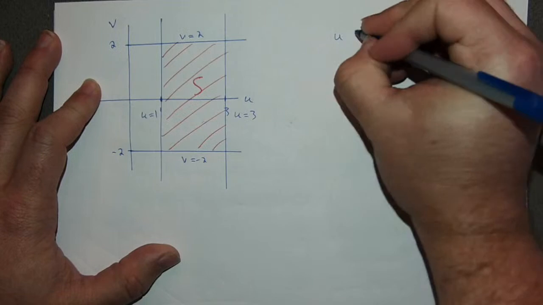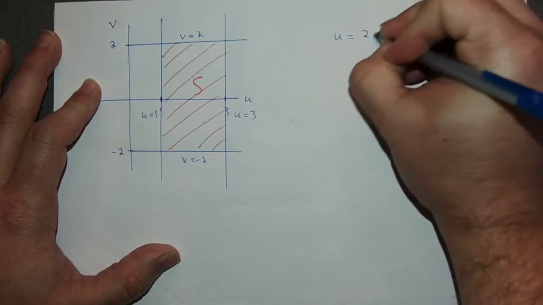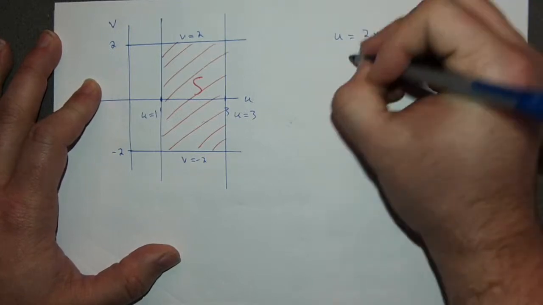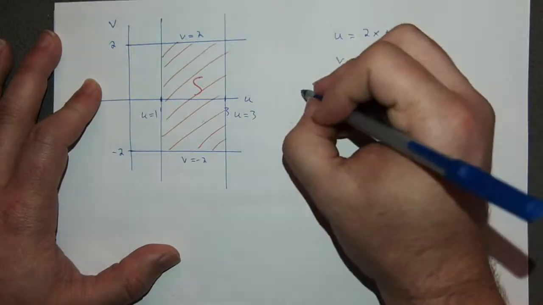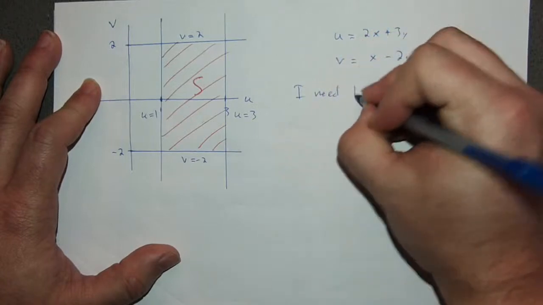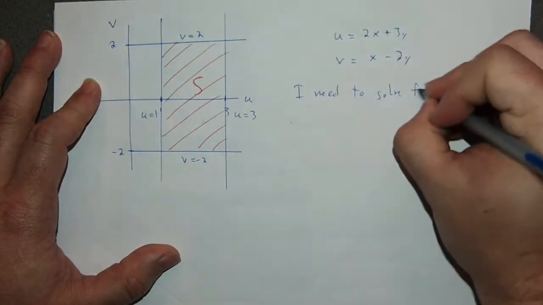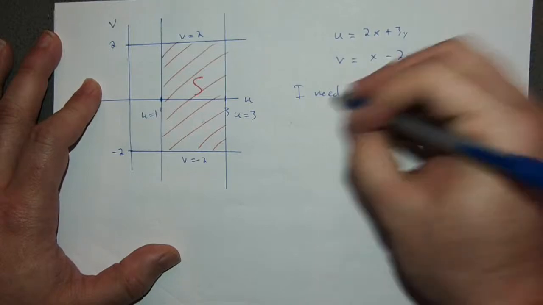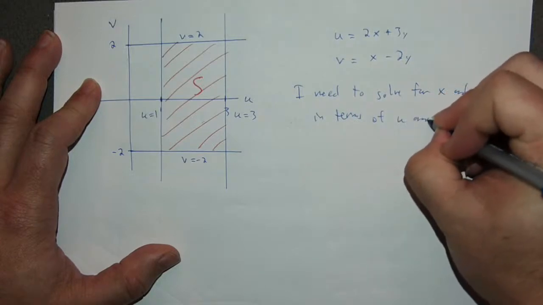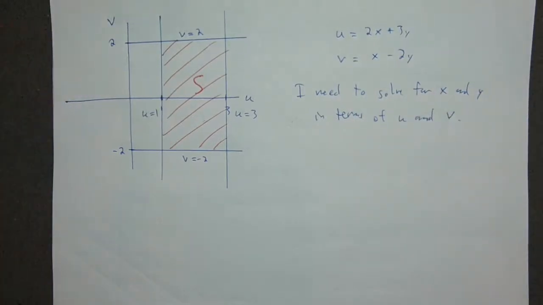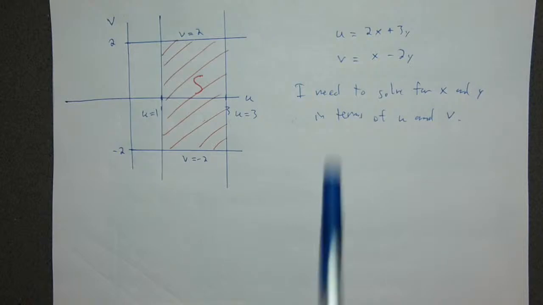So I have this transformation defined as u is 2x plus 3y, and v is x minus 2y. So what do I need to do? I need to solve for x and y in terms of u and v. Because that's how my transformations are always given, right? That's how my transformation was mapping from the uv plane to the xy plane, so in the other direction. How do I do that?